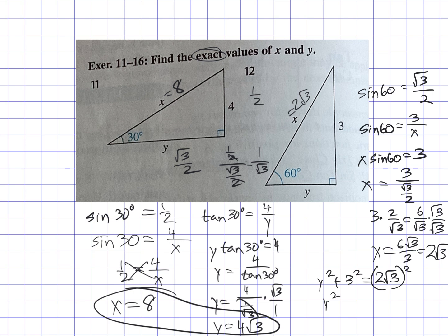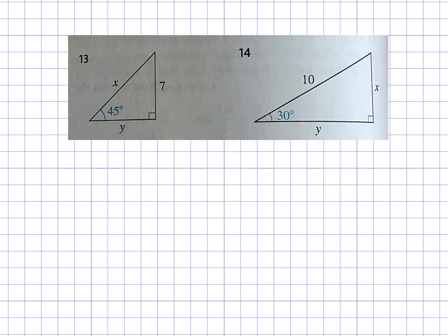Y squared equals, the inside of the parentheses here would be 4 times 3, it'd be 12. When you square a square root, the square root goes away. And then you're going to subtract the 9. So y squared is 3, or y is square root of 3. So those are your x and y values. Okay, you're going to keep doing this until you get really good at it.